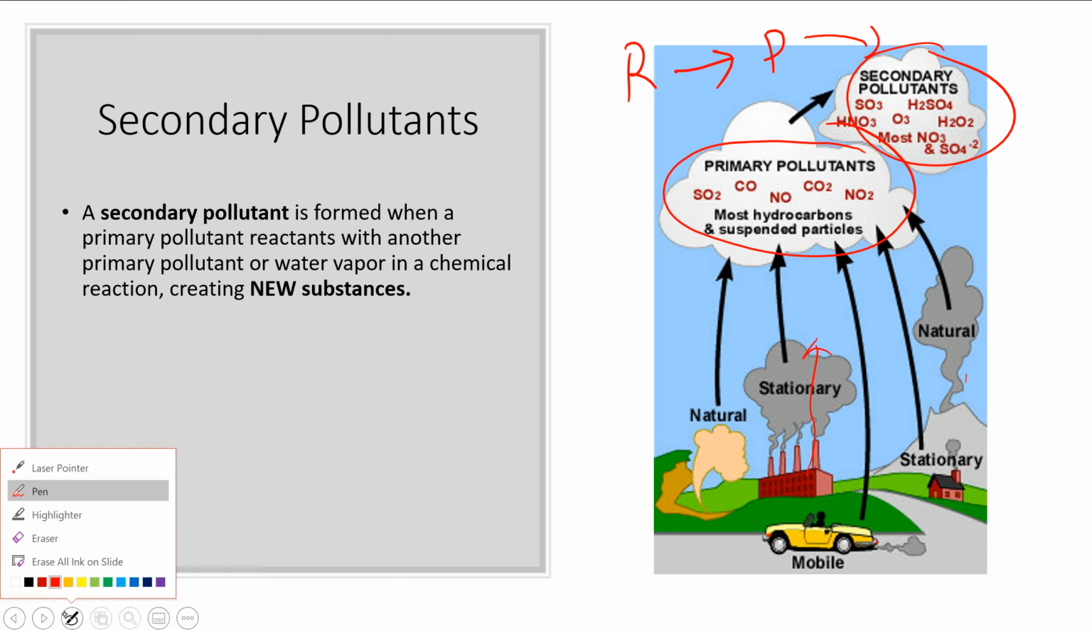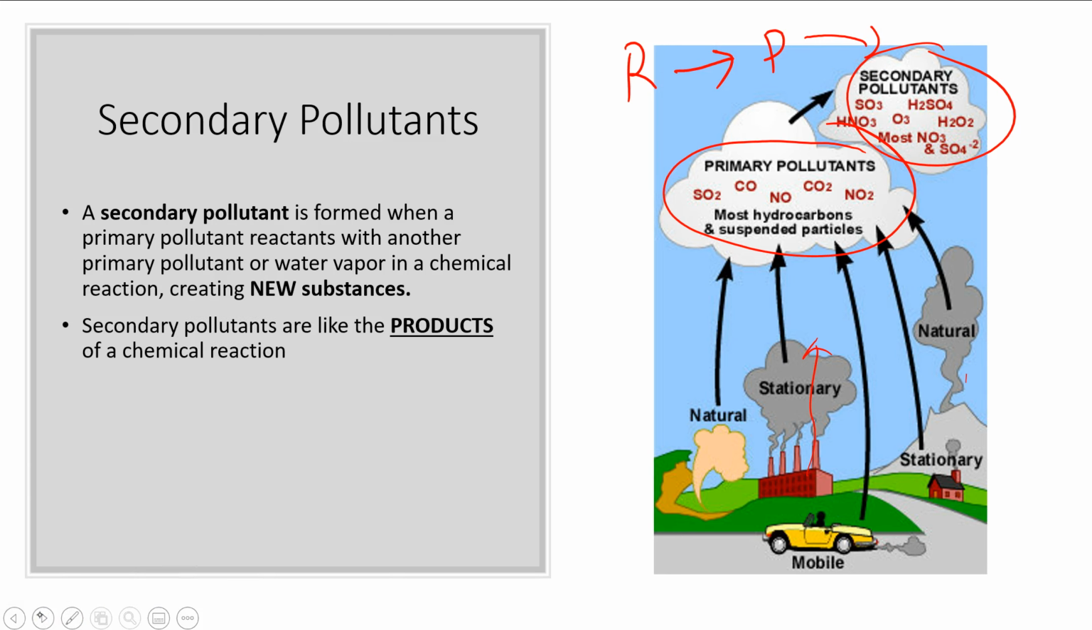That's the gist of the new information I want you guys to have. We want to be able to know what we're talking about when we say primary pollutant. Those are like the reactants, and those come directly from a source. And when we say secondary pollutants, those are like the products. Those form because primary pollutants can undergo chemical reactions in the atmosphere or in our water to produce new materials that are also considered pollutants.